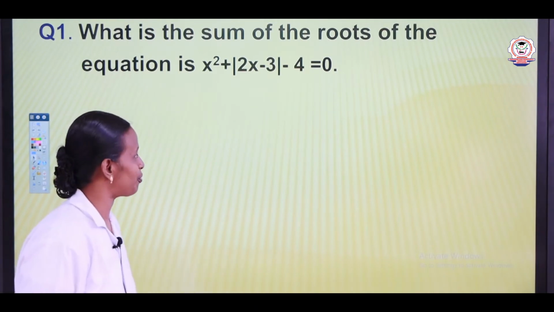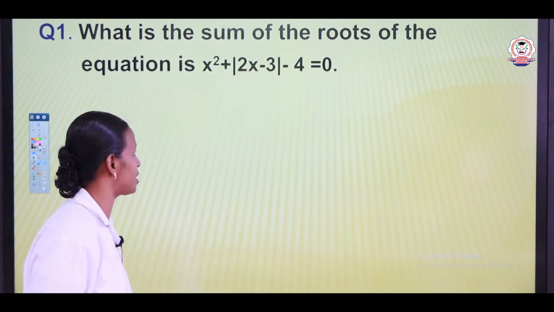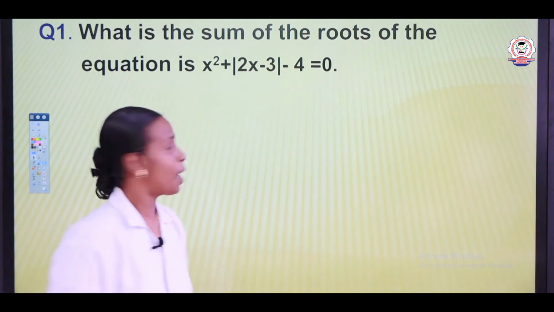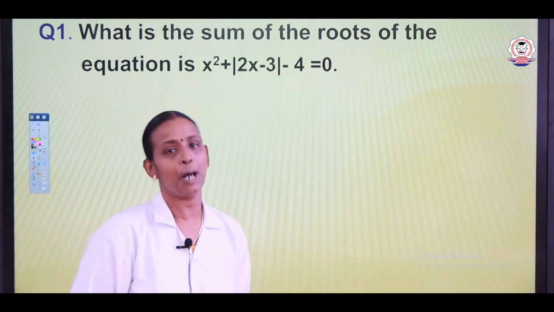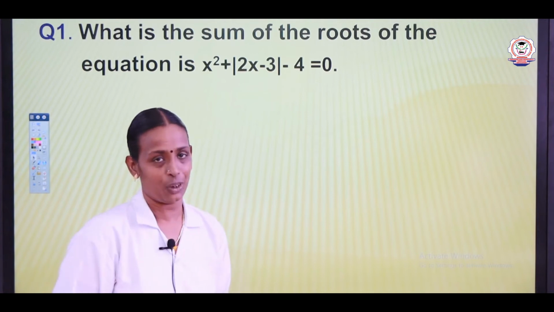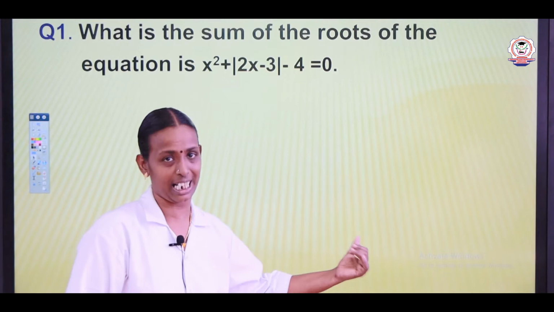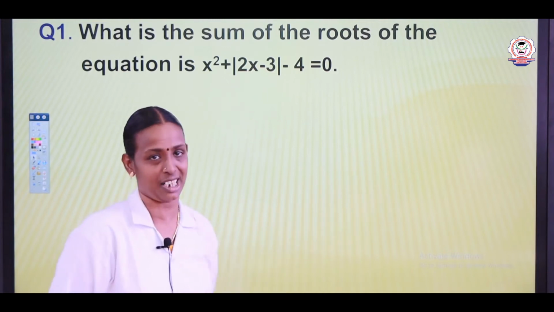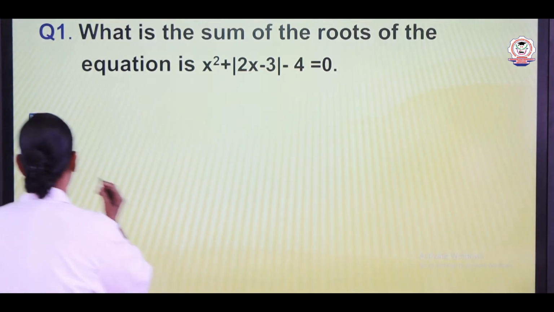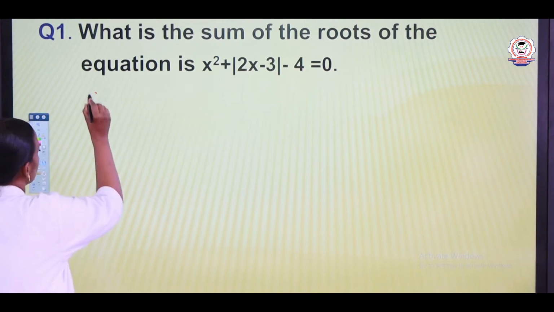What is the sum of the roots of the equation x square plus modulus of 2x minus 3 minus 4 equal to 0? Now we want to find the roots of this equation as well as the sum of the roots of the equation. Now we are going to see the solution.